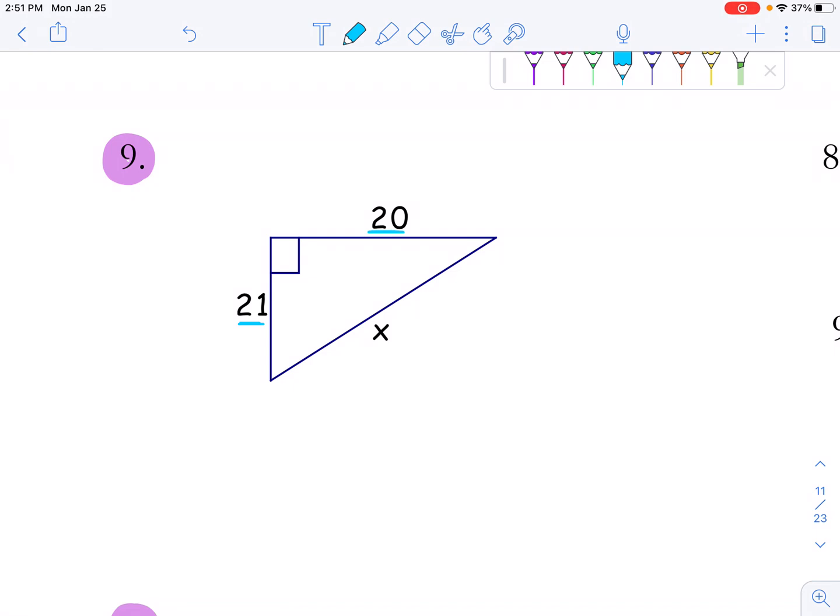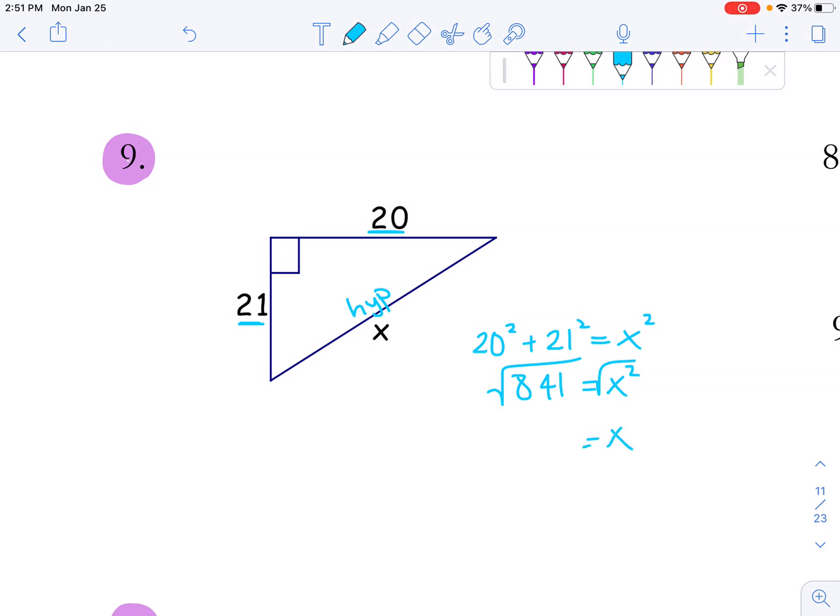So with this one, we do actually just have to do the Pythagorean theorem. 20 squared plus 21 squared equals x squared. This is our hypotenuse, so we can just evaluate. 20 squared plus 21 squared equals x squared. So this side becomes 841, equals x squared. So now I can take the square root of both sides.